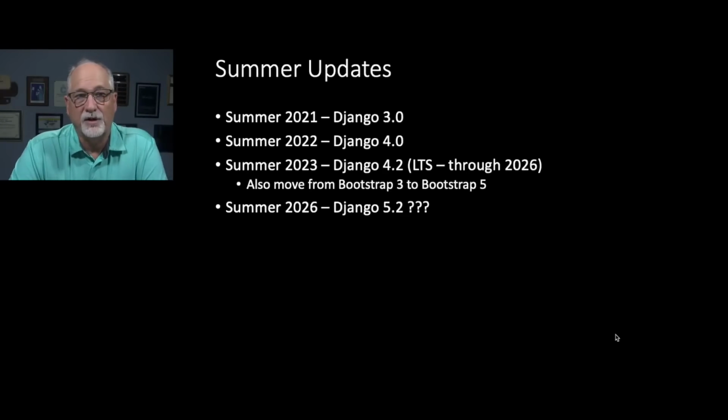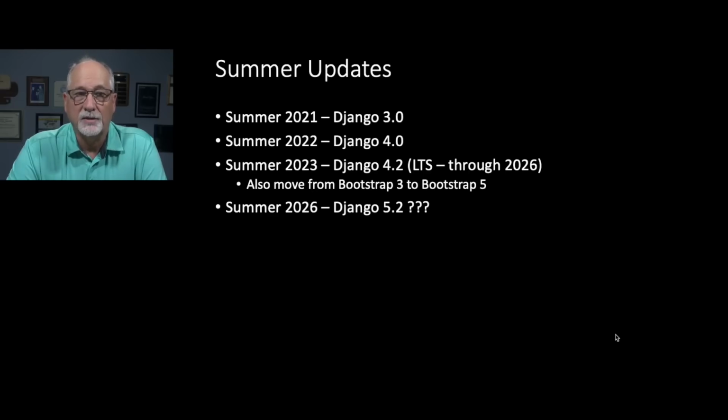The primary thing we're going to do is to move from version 4.0 to 4.2 of Django. So I pretty much every summer have been updating this course. In 2021 we went from Django 2.1 to 3.0. 2022 we went from 3.0 to 4.0. And now this summer I'm going to Django 4.2.